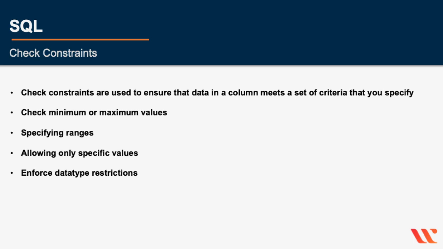Check constraints. These are used to ensure that data in a column meets a set of criteria that you specify. You can set constraints to check for minimum or maximum values, to specify ranges, and to allow only specific values. So this is sort of a data validation type thing that you can do that's custom to whatever needs your business may have, and you can enforce, for example, a certain data type that can be inserted into a certain column. So you can force a certain format even and say, okay, only Fahrenheit data can be inserted into this column and no centigrade.